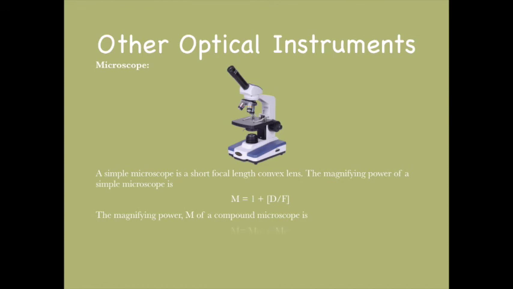And similarly for a compound microscope, m is equal to m0 into me, where m0 and me denote the linear magnification of the objective and the eye lens. Okay, so here we end our lecture.